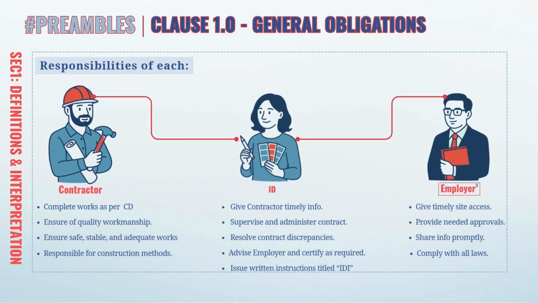Clause 1.0 General obligations. Each party plays a role. Contractor completes work, prepares pre-contract drawings, ensures quality and safety, and decides on construction methods. ID provides timely info, supervises, resolves issues, advises the employer, and issues written instructions called IDI. Employer gives site access, makes information available, shares info, and complies with the law.